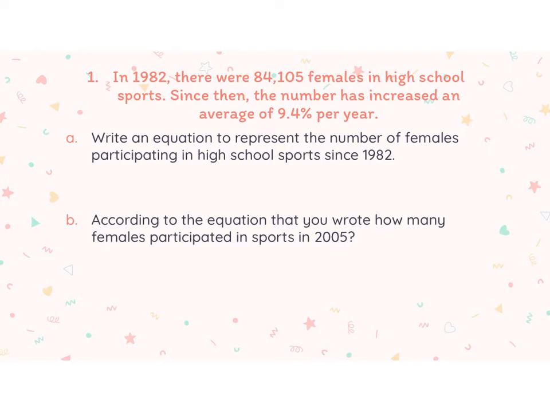Part A asks us to write an equation to represent the number of females participating in high school sports since 1982. And then Part B says, according to the equation you wrote, how many females participate in sports in 2005? So the first thing that we need to do, we are going to write an equation. This is just a regular equation with no t values substituted in. There's two things that you need to know. You need to know the C and you need to know the R. That's the starting amount and the growth rate.